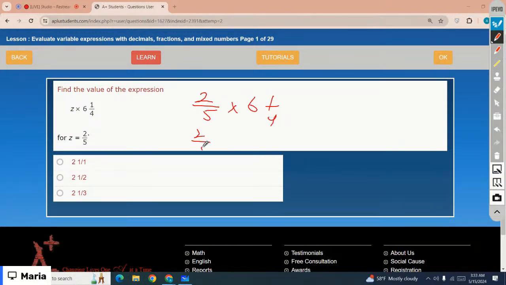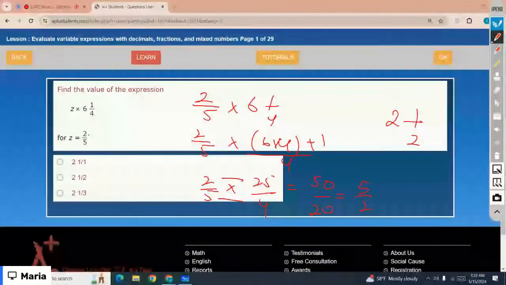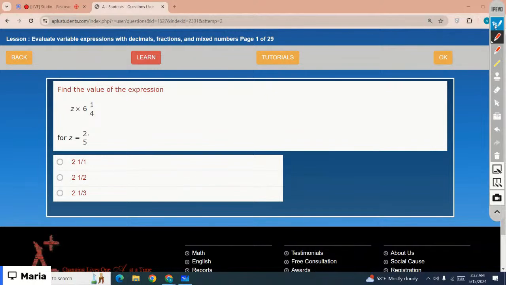You have to do 6 times 4. You need to add 1. So that would be 6 times 4 is 24 and 1, 25 over 4, right? So you can do the simple multiplication. Numerator times numerator, 5 times 5 is 25 and 2 times 4 is 8, right? Divide them by... you have 5 over 2. When you divide 5 by 2, you have 2 whole 1 over 2. The correct option is 2 whole 1 over 2, right? Option number 2 is the correct option.